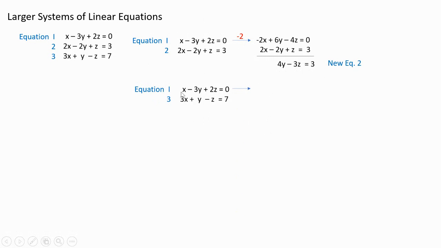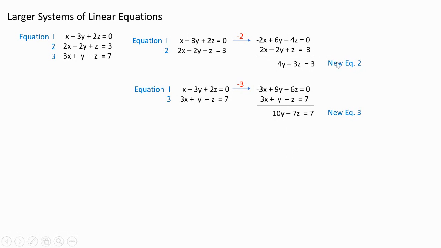So I'm going to repeat the process, but this must be a -3, correct? So that way they can be eliminated, and there's my -3. So if you multiply -3 times every term, this is what we get. And then when we add them, right, the x's are eliminated. So this will be my new equation 3.